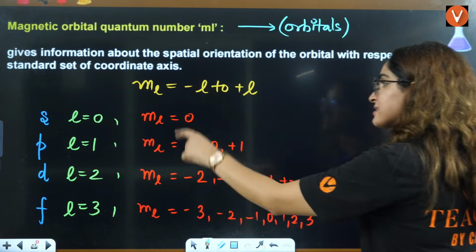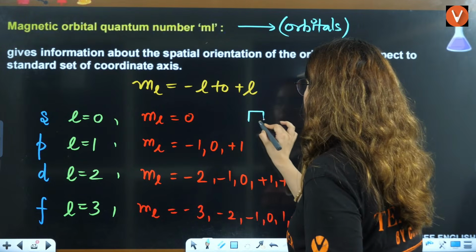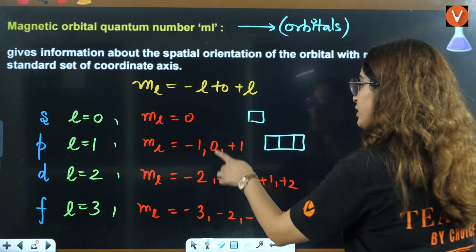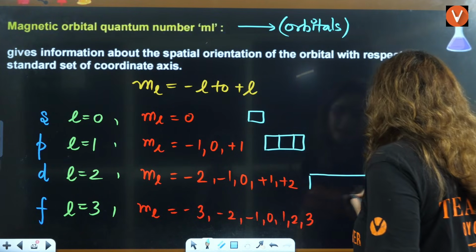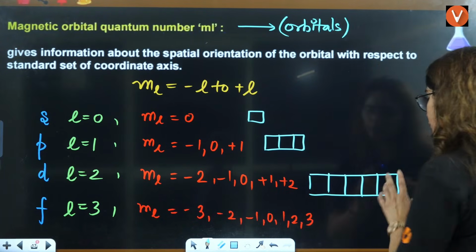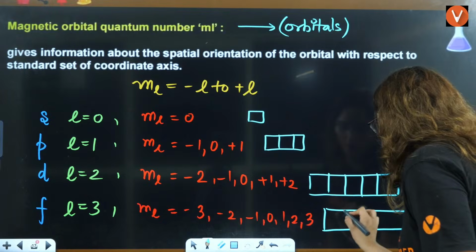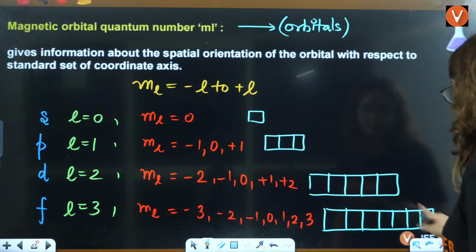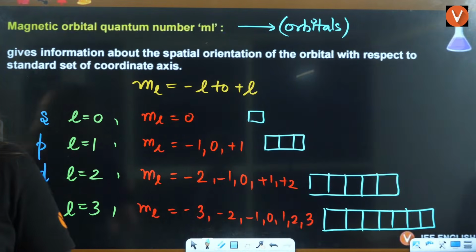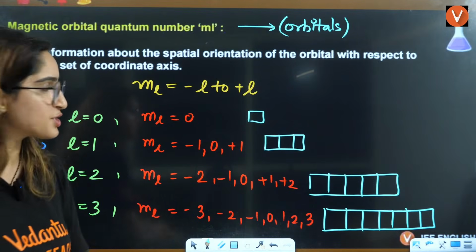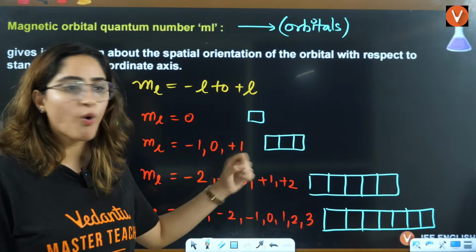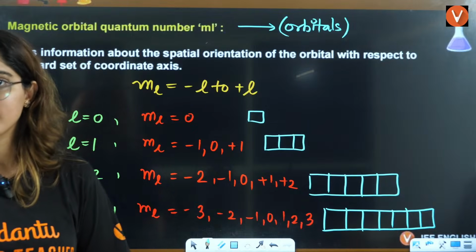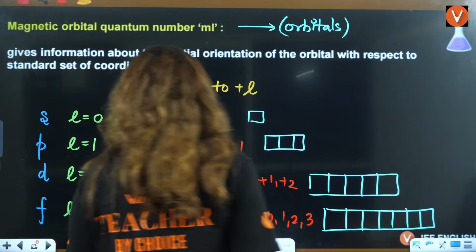So here in the S subshell, you have only one orbital. In the P subshell, you have three orbitals, 1, 2, 3. In the D subshell, you have 5 orbitals, 1, 2, 3, 4, 5. In the F subshell, you have 7 orbitals, 1, 2, 3, 4, 5, 6, 7. Now you know why, while writing electronic configurations, we draw 1 box for S, 3 boxes for P, 5 boxes for D, and 7 boxes for F, right? Because of the orbitals.